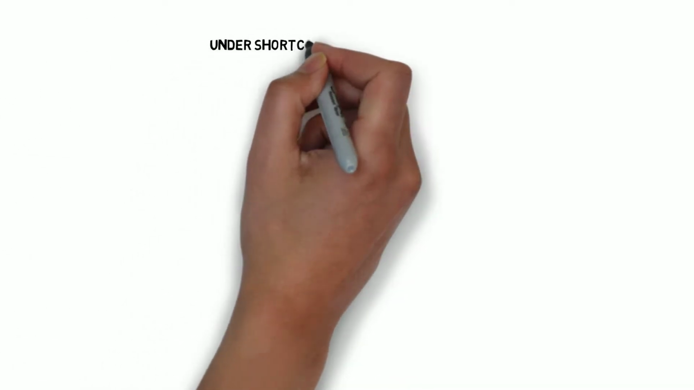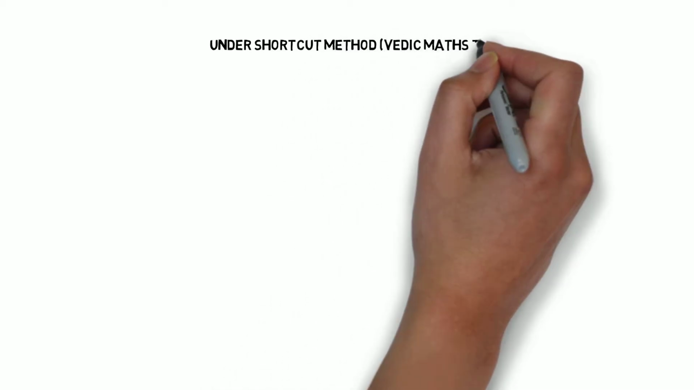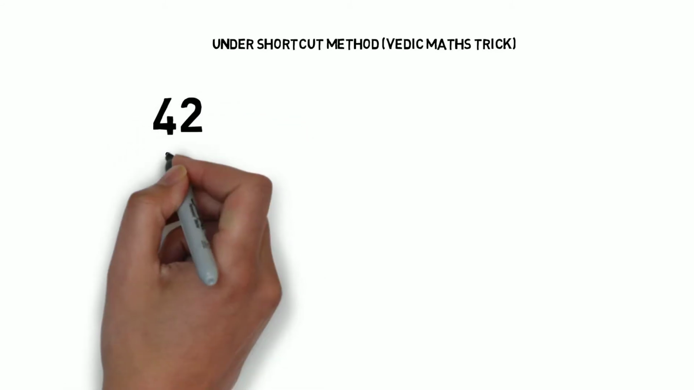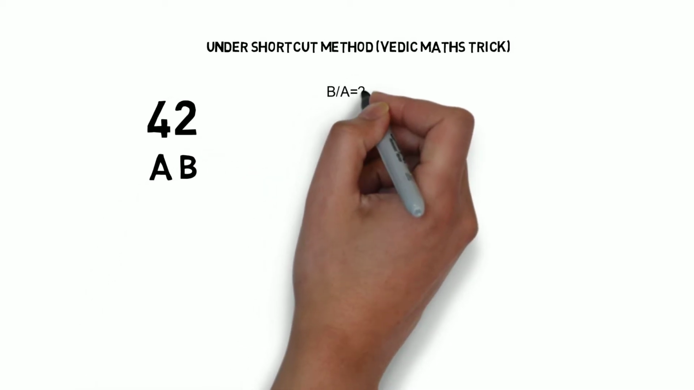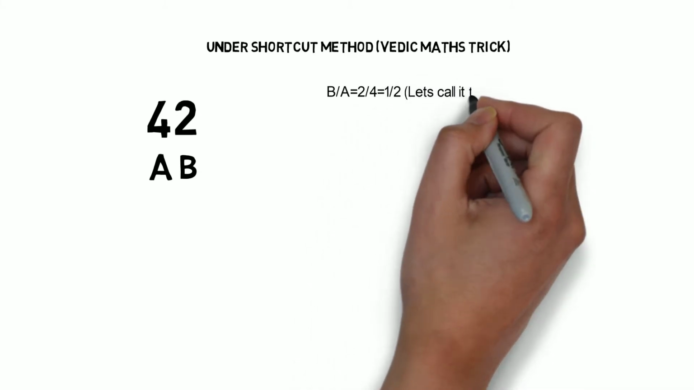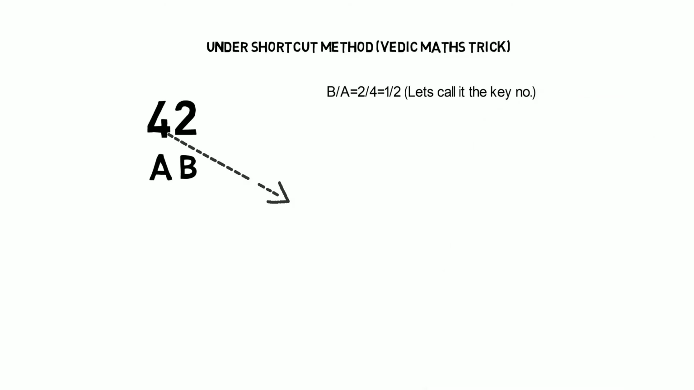The shortcut method vastly reduces the time taken and the amount of calculation required to arrive at the desired result. Let's see how. Let's take a number, say 42. Also, let us assume the ones digit to be B and the tens digit to be A. B upon A will be our key number. In this case, it will be 2 upon 4 or 1 by 2.